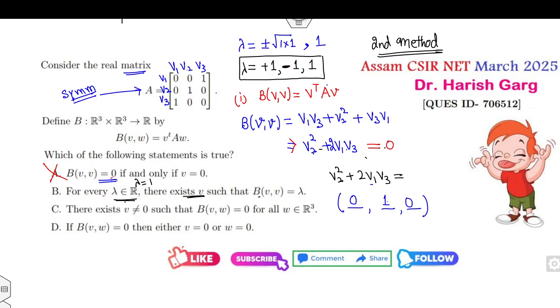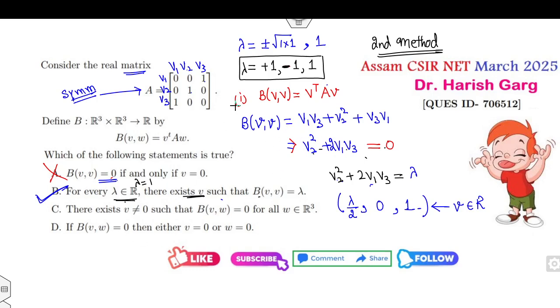Or in general, if I say this number is lambda, can you choose the three numbers? Of course you can. I can choose v1 as lambda over 2, v3 is 1 and v2 will be 0. So you can see there exists a v, and it belongs to the reals. So yes, the second option is the correct option.